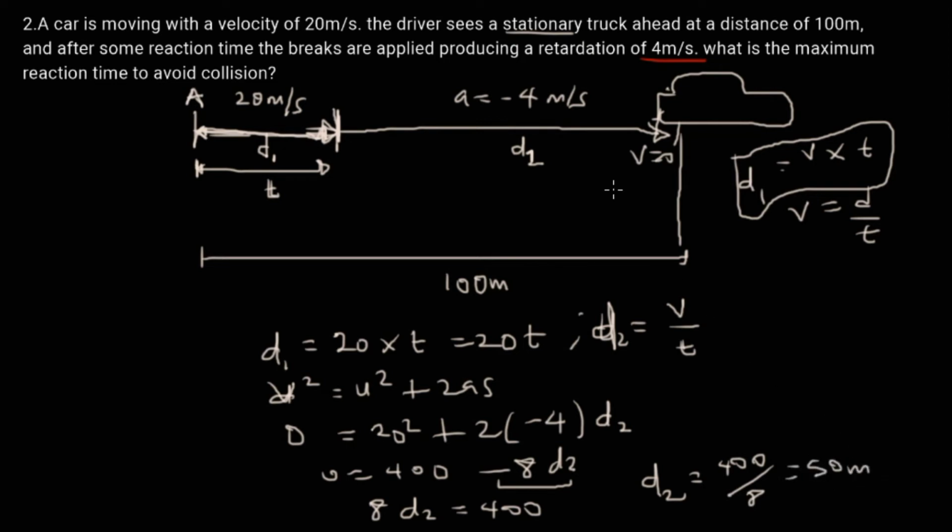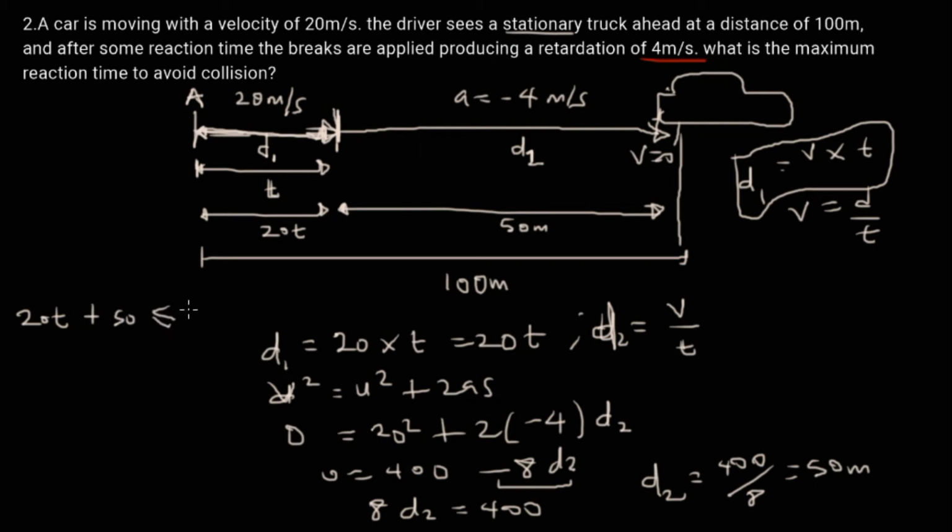So that's 50 meters. The distance from this point to this point is actually 20t, and the distance from this point to this point is 50 meters. The sum of these distances must not be greater than 100. If it's not greater than 100, then the collision will be avoided. Then it means that 20t plus 50 must be less than or equal to 100. So let's consider the equal to, that is 20t plus 50 is equal to 100. We can't consider the less than sign because we are not solving inequality problems.